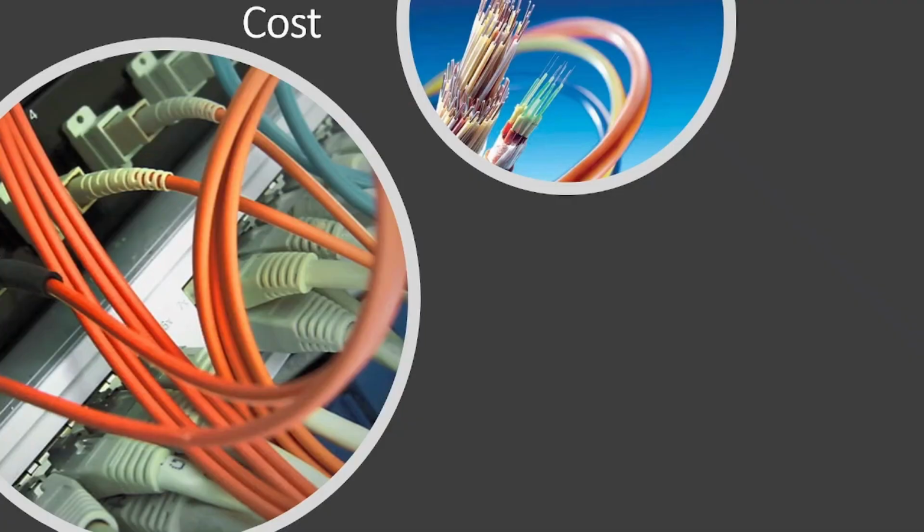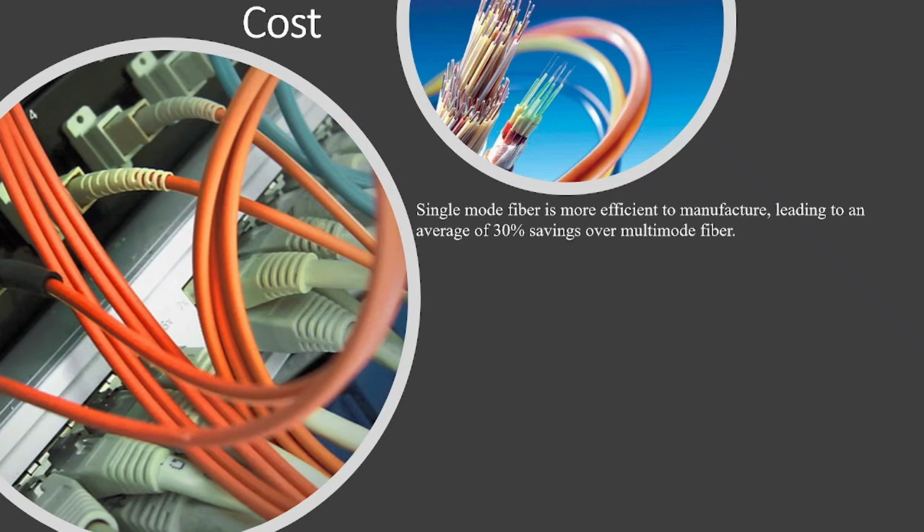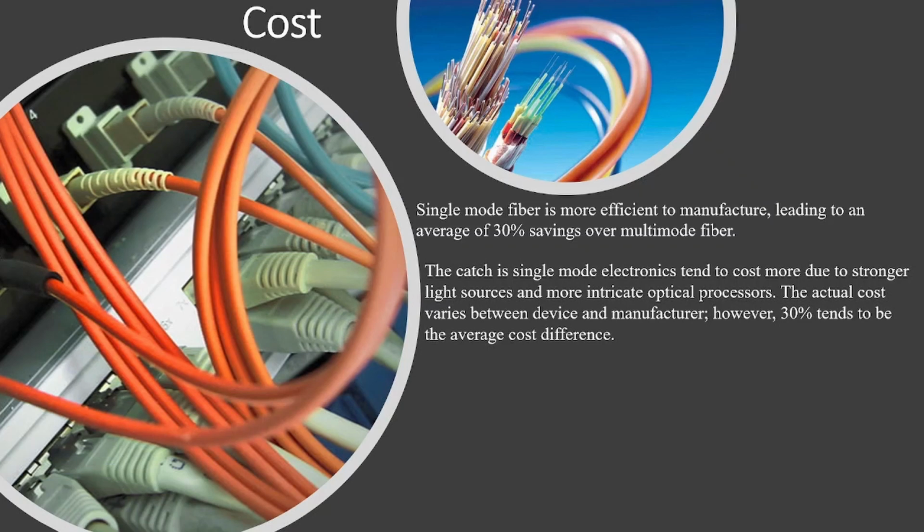The final difference is in the cost. Given the clear advantage of single mode fiber, you'd think single mode cables would be more expensive than multimode cables, and that's surprisingly not the case. Single mode fiber is more efficient to manufacture, leading to an average of 30% savings over multimode fiber. The catch is single mode electronics tend to cost more due to stronger light sources and more intricate optical processors. The actual cost varies between device and manufacturer. However, 30% tends to be the average cost difference.